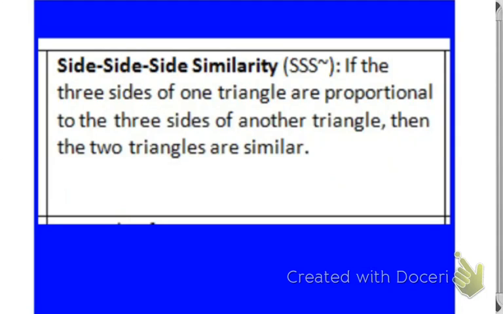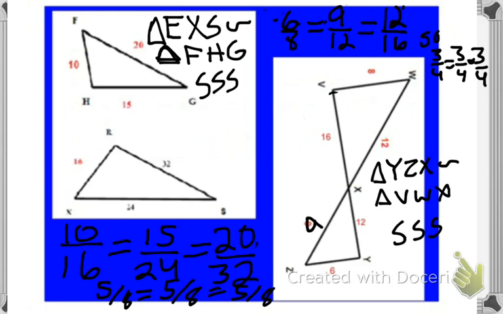Alright, the next one is side similarity. If three sides of one triangle are proportional to the three sides of another triangle, then the two triangles are similar. So if you look right here, we have triangle EXS and FHG. But if you look right here, I'm matching up the smallest side with the smallest side. So I did 10 over 16. And then I did 15 over 24 and 20 over 32. And I simplified each one of those ratios and ended up with 5/8, 5/8, and 5/8, which satisfies the side postulate.